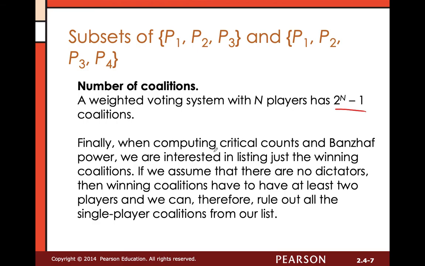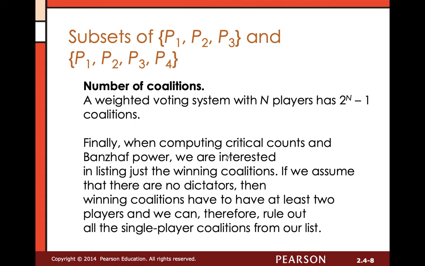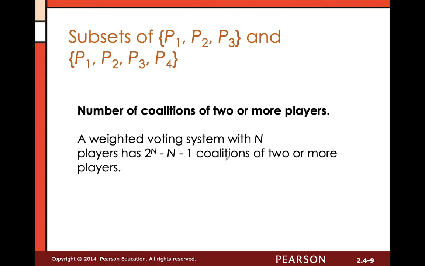Finally, when computing critical counts in the Banzhaf power, we're interested in listing just the winning coalitions. If we assume there are no dictators, then winning coalitions have to have at least 2 players, and we can rule out all the single-player coalitions from our list. The number of coalitions of 2 or more players can be found as follows: a weighted voting system with n players has 2 to the power of n minus n minus 1 coalitions of 2 or more players. And that's it. That's the basics behind permutations, as well as coalitions and subsets.